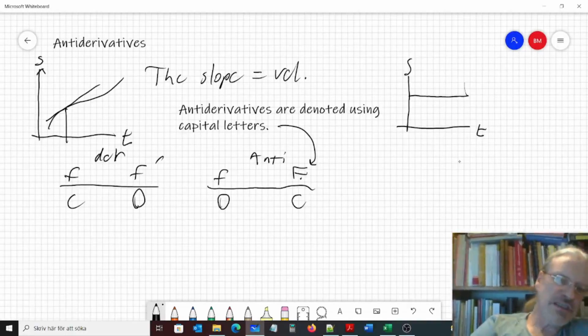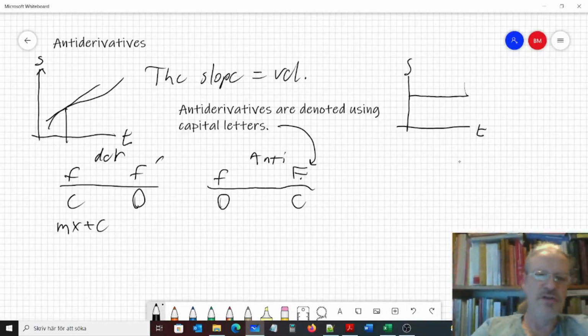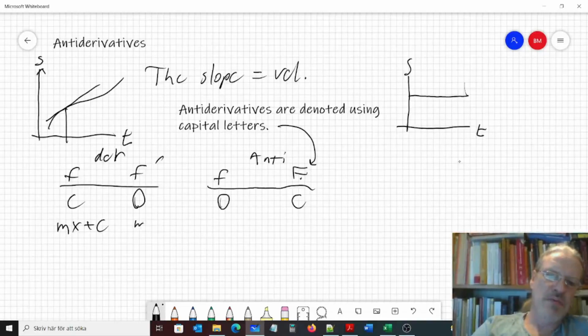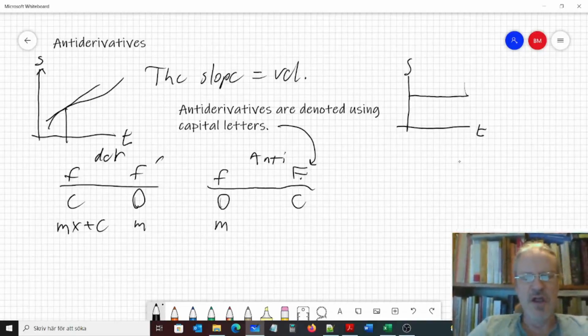The second rule says here that if we have some mx plus some constant, we know the derivative of that will just be m. In other words, if you have a function that is just a constant, then our antiderivative would be mx plus c.